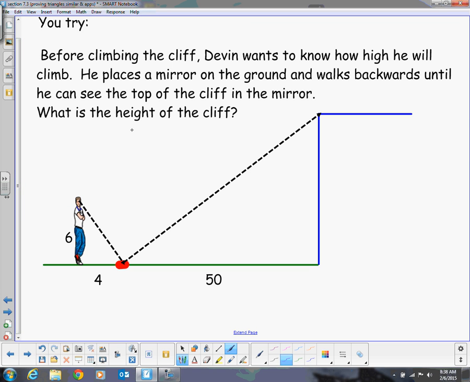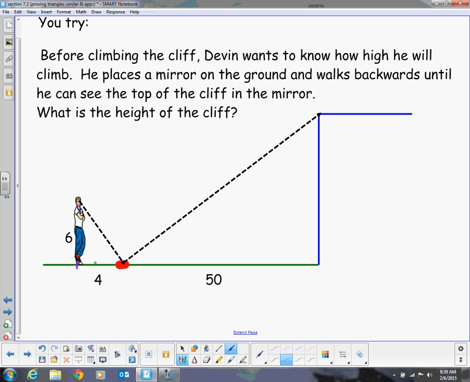All right, before climbing this cliff, Devin wants to know how high he's going to climb. He wants to know how tall this cliff is. And this is another way that researchers in the field can measure distance. It's called indirect measurement. This is a mirror. So he places the mirror on the ground, and then he starts to walk backwards with his eyes peeled to that mirror. Once he can see the top of the cliff in this mirror, he stops.